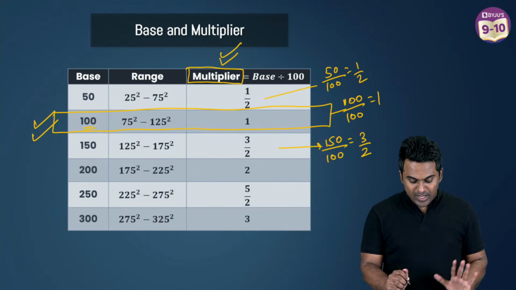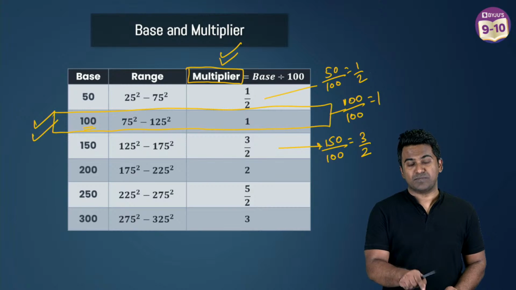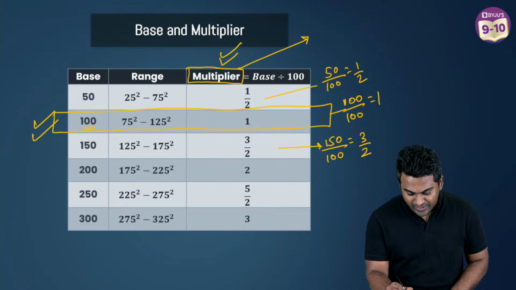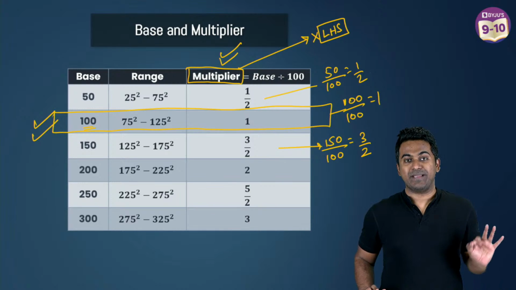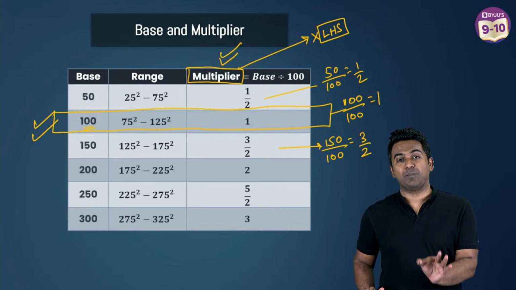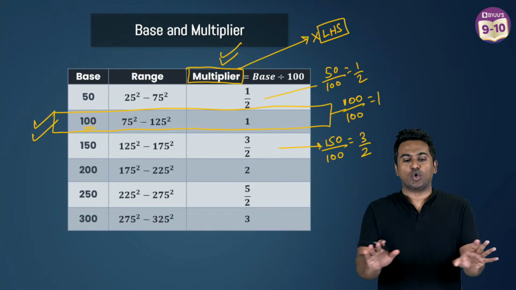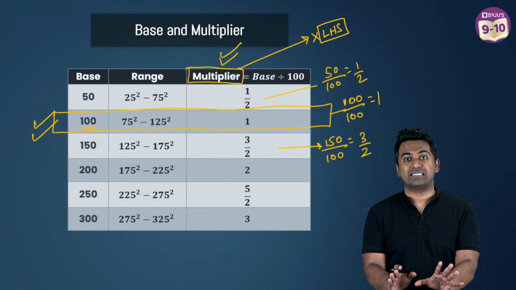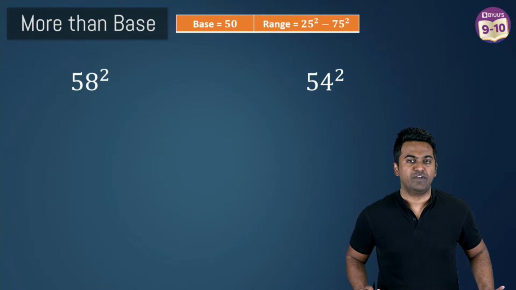All right. So remember that when the base changes, multiplier comes into the picture, and multiplier is applicable on the left hand side. That's it. Okay. Remember, multiplier is applicable to the left hand side. The calculations on the right hand side are not going to change. They are going to remain the same. Let me just explain you that with the help of an example. Let's suppose I'm taking 58 square.